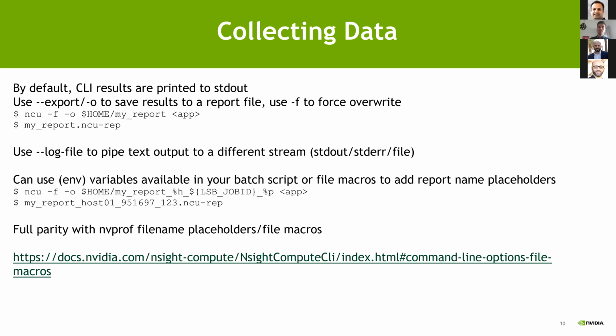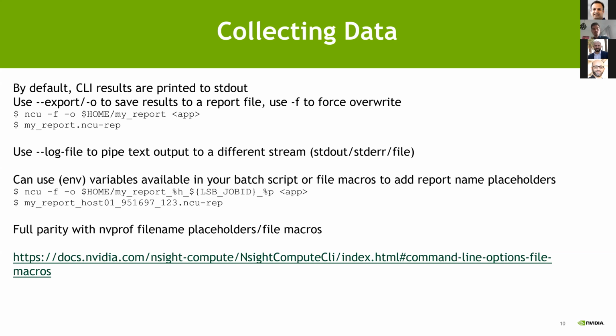And if you want to write to the same file again and again, then you need to use the -f, the force option, to allow the tool to overwrite the existing file. There's also the --log-file option, where you can pipe text outputs to a different stream. So if you don't want to store it in this binary file, but instead of printing it to standard out, print it to standard error, for example, because you want to separate the Nsight Compute output from your application output better, then you can use this option.